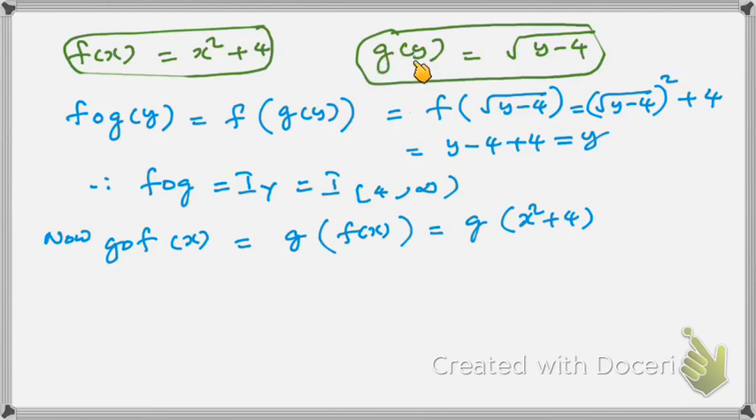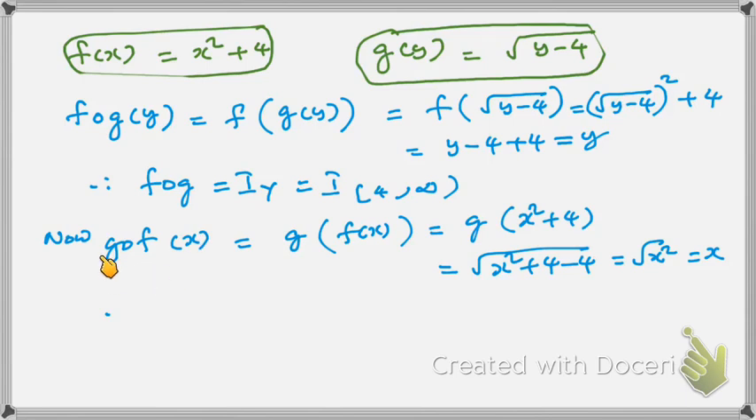Now go back and see what is g of y. G of y is root of y minus 4. So g of a would be root of a minus 4, g of b would be root of b minus 4, g of anything would be root of that thing minus 4. So g of x squared plus 4 would be root of x squared plus 4 minus 4, which is root of x squared, which is x. So that means g of f of x is x itself.